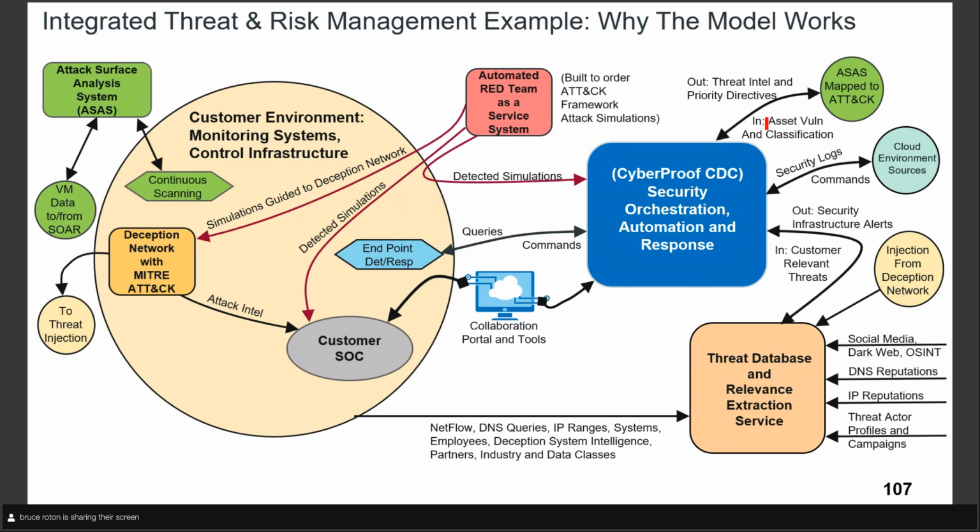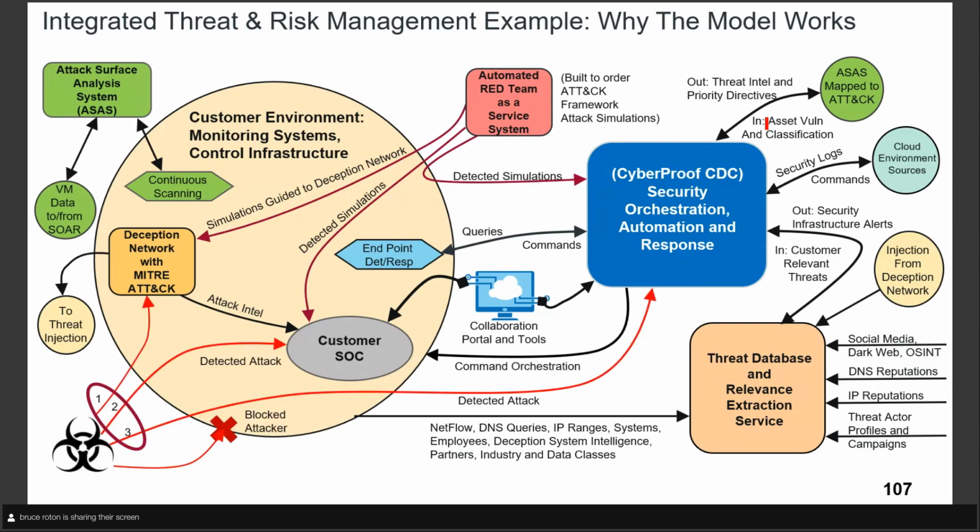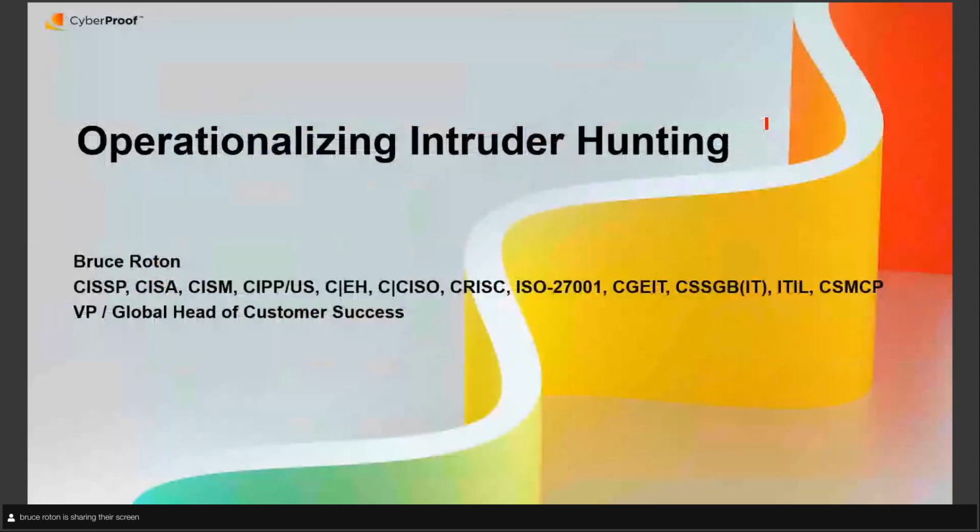See where the gaps are to try and detect those simulations, draw them into the deception network, and also detect them back and create responses. Last but not least, be able to create automated responses so that in the end, when an attacker does come in, they get pulled into the deception network, I detect the attack, and then I can actually actively block it. So let's talk about operationalizing all of this process.